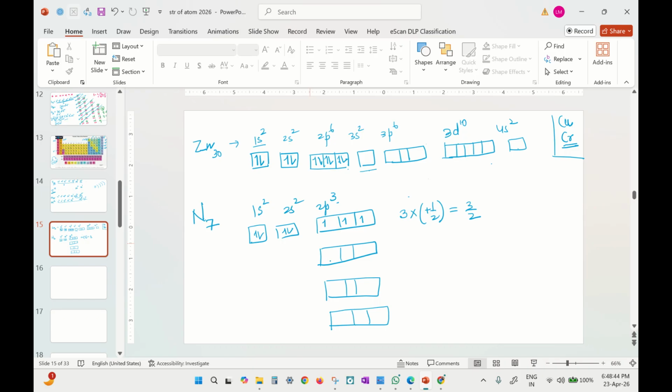What if I do plus half, minus half, and plus half? What will happen? Then I'll have 2 electrons with plus half and 1 electron with minus half. So I'll be left out with only half. The plus half of 1 electron will be cancelled by the other, so what you will be left out with will be 1 plus half. Is it giving me maximum spin multiplicity?